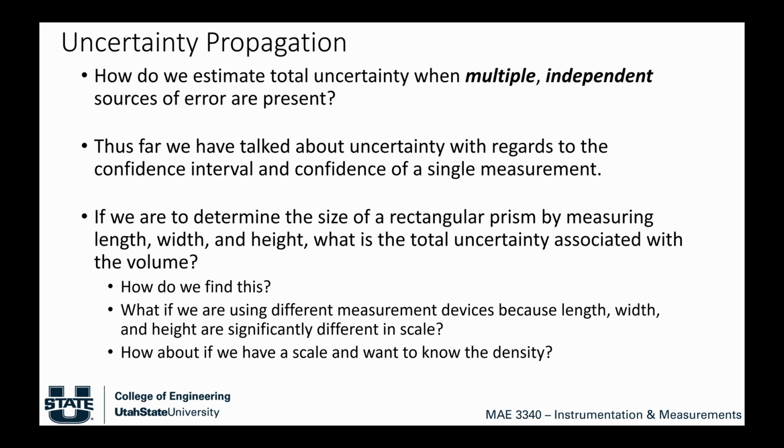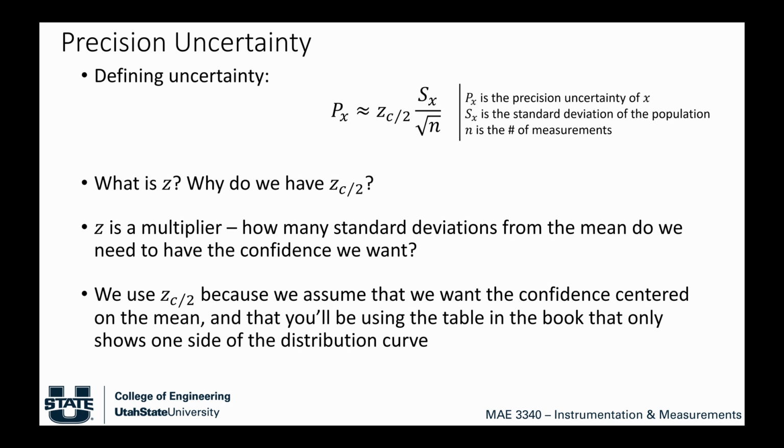So what if somebody asks us, what is the total uncertainty associated with that volume? Well, we'd like to answer that with respect to the volume, not each individual variable. So how do we define the uncertainty? Well, we've got this precision uncertainty variable shown here, P sub x. That's the precision uncertainty of this variable x.